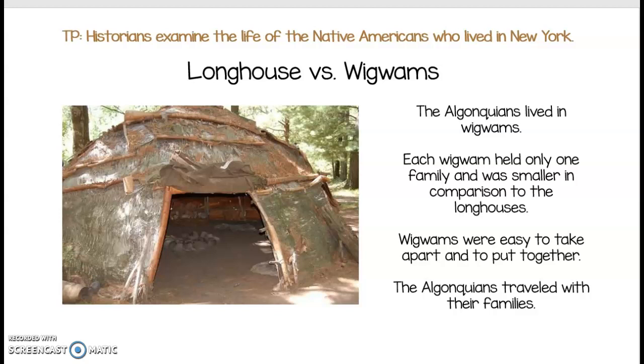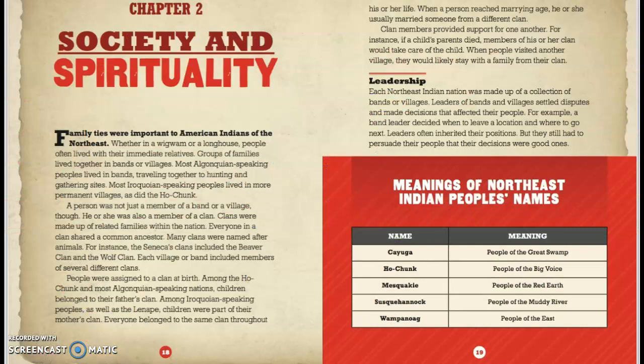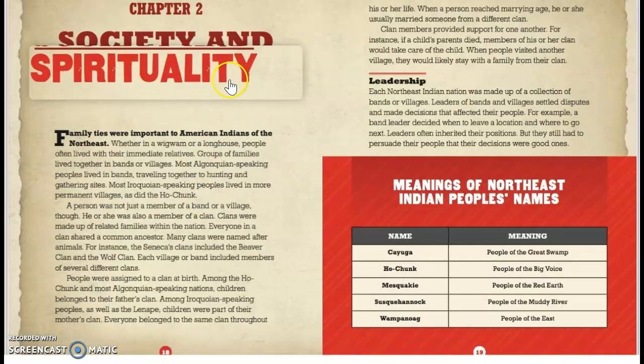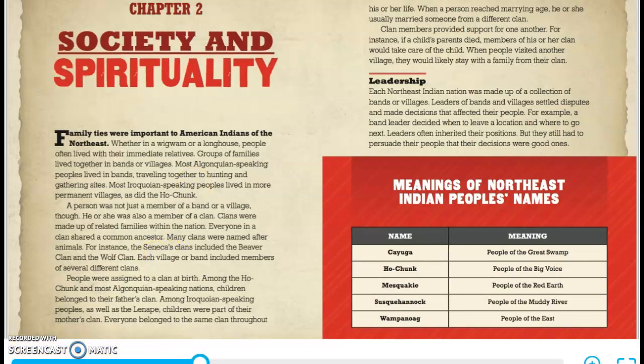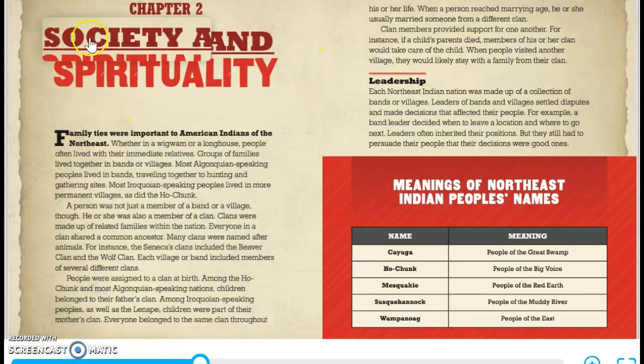And of course, it is investigation time. It's your turn. You're going to read the article or chapter two entitled Society and Spirituality. You can find this on Get Epic. I will also try to upload this as a document. But you're going to take a look at the differences and similarities that the Iroquois and Algonquin had in regards to spirituality and their society.